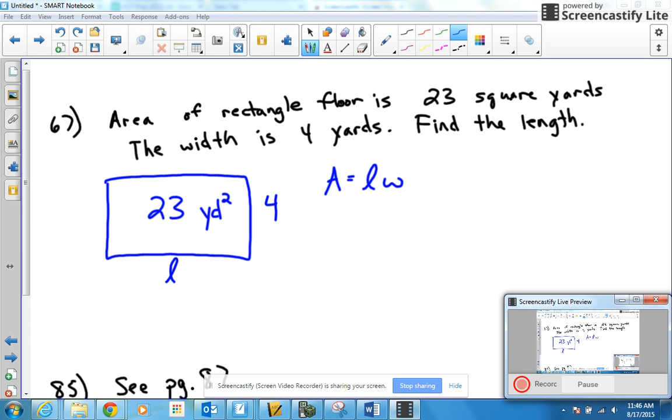So identify the formula, identify the variables that you have in the information you're given, and then just plug in everything you know and see what you can find. So in this case, I know 23 is A, and I know the length is, well, that's what I'm looking for, length, and I know the width is 4, and I want to solve for L. So to solve for length, just divide both sides by 4, and you get 23 over 4 for the length.